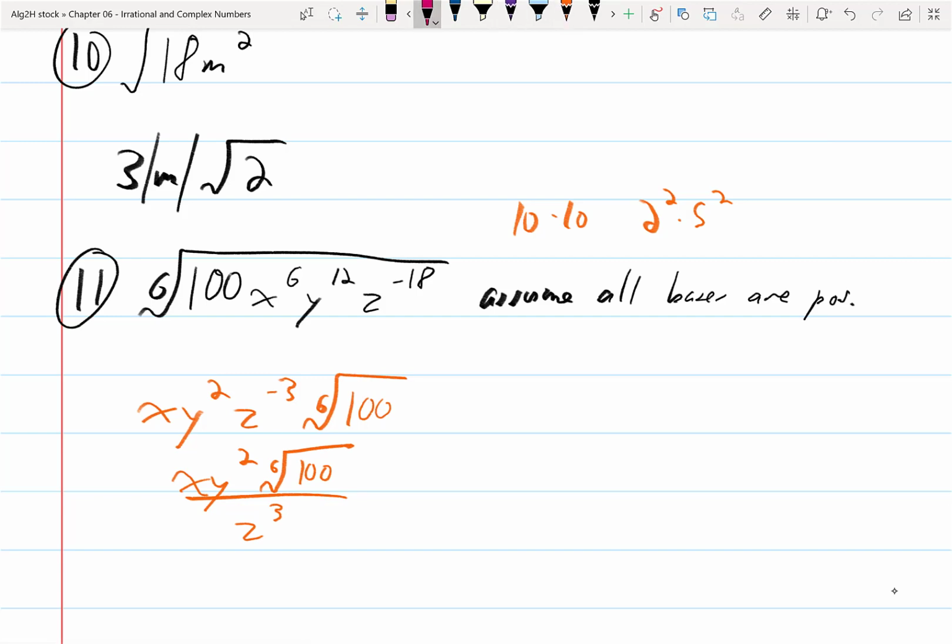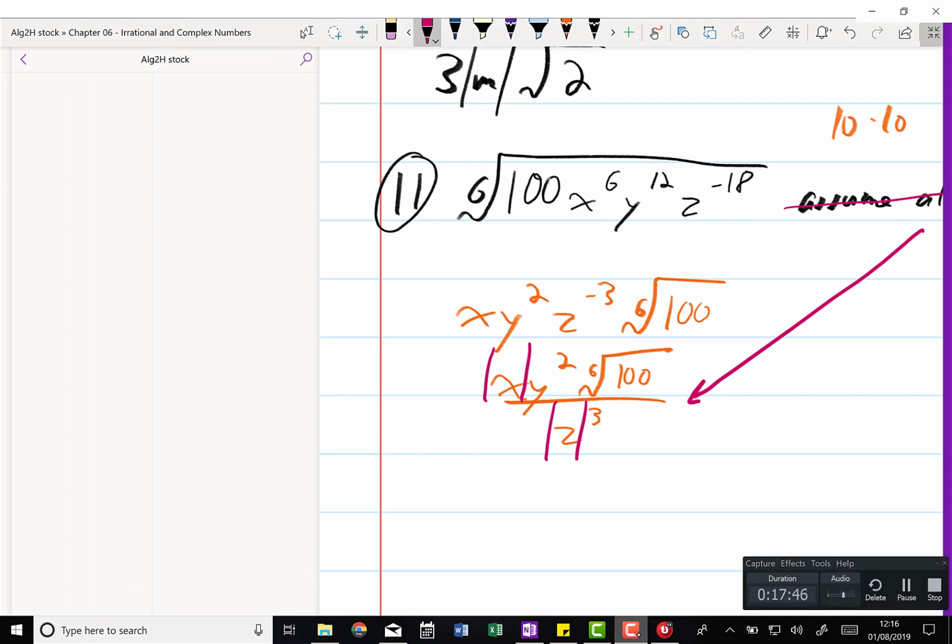Now, if I did not assume that all bases are positive, would you know which ones of these would have absolute values? X to the 6th here becomes just an x, which doesn't destroy negatives. I would need it on that. Y to the 12th becomes a y squared. That's no big deal. Still both destroys negatives. Z to the negative 18th: the z to the 18th is going to get rid of negatives, but z cubed is not. The z would need it. So if we did not assume all bases are positive, then we would still need the absolute values around the x and the z. I'll pause for just a second again.